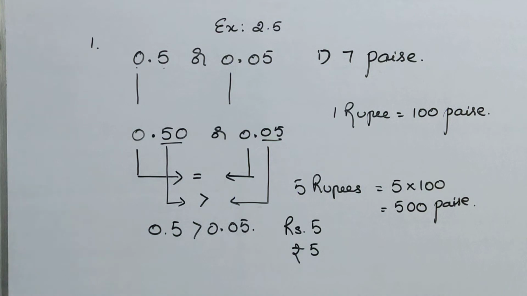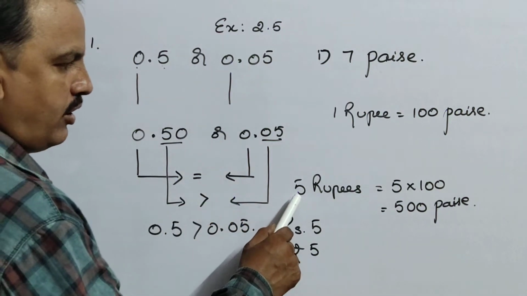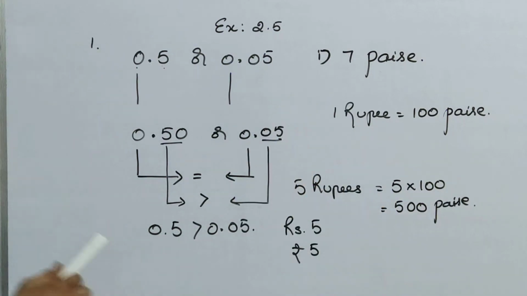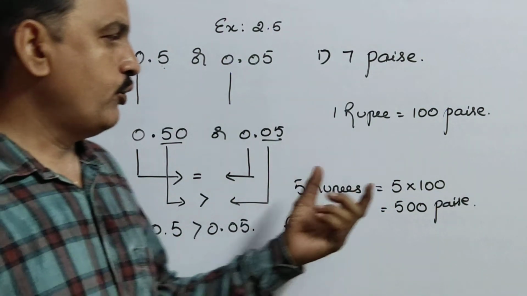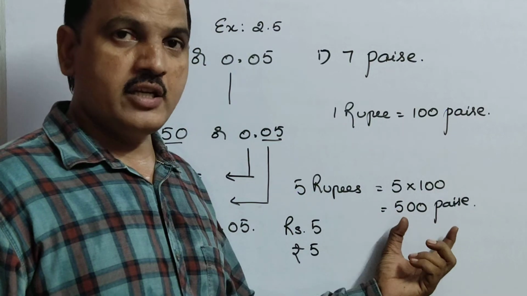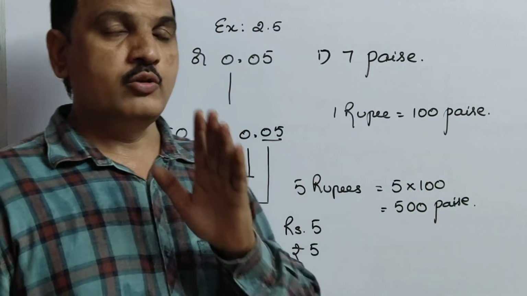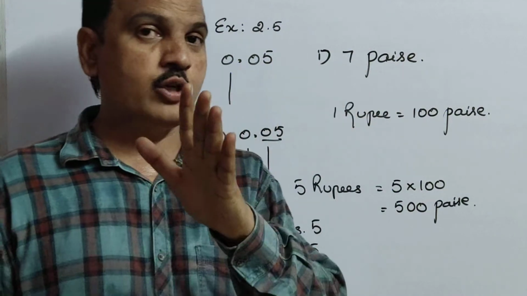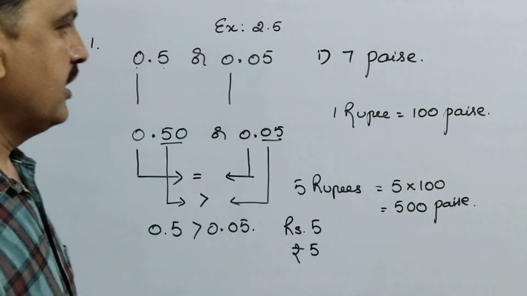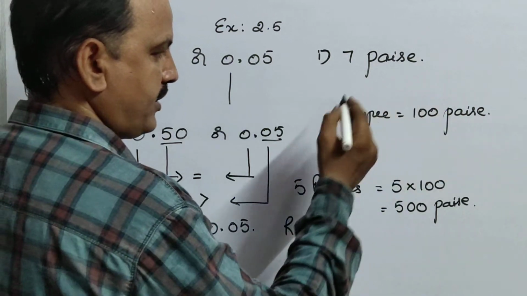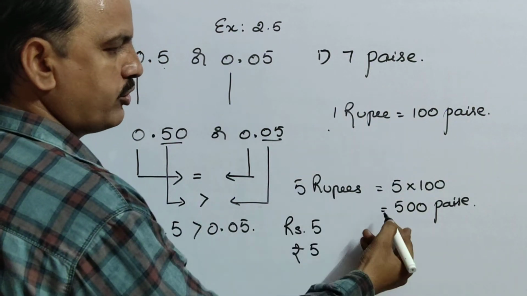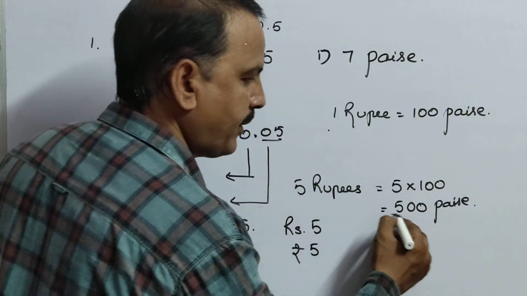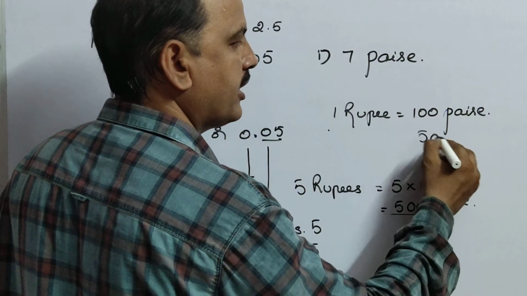Now, when you are converting rupees into paisa, we have to multiply by 100. Whereas when you are converting paisa into rupees, you have to do division. That means you are going in the reverse direction. You have to understand it like that. Why? Because 1 rupee is 100 paisa, and 5 rupees is 500 paisa. Now the question is given 500 paisa.